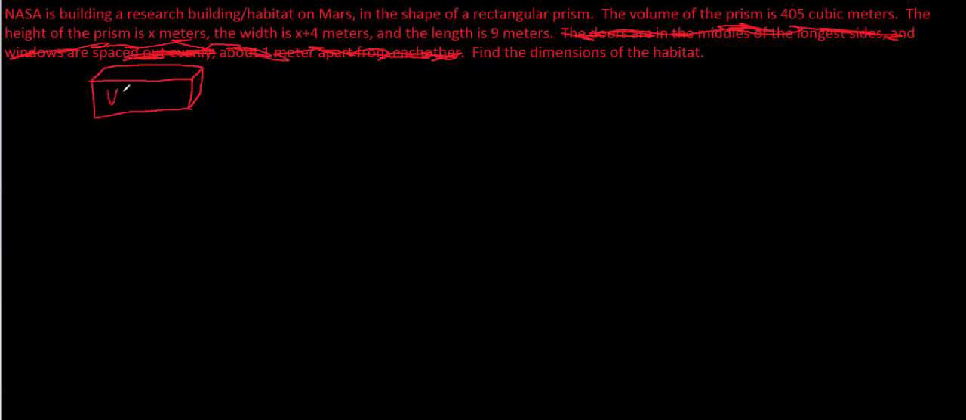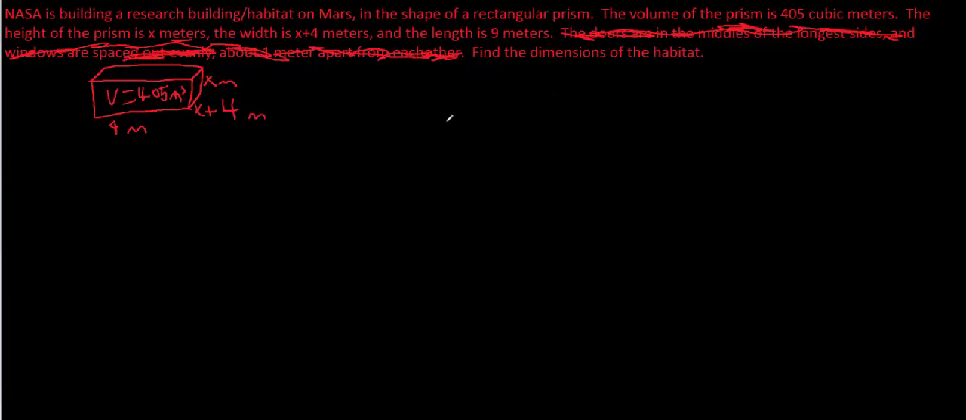So the volume of the prism, as they told us up here, is 405 cubic meters. Always label your units. Okay, the height is x meters. X is the height. The width is x plus 4 meters. And the length is 9 meters. Once again, label your units. Okay, and now we have to find the dimensions of the habitat.